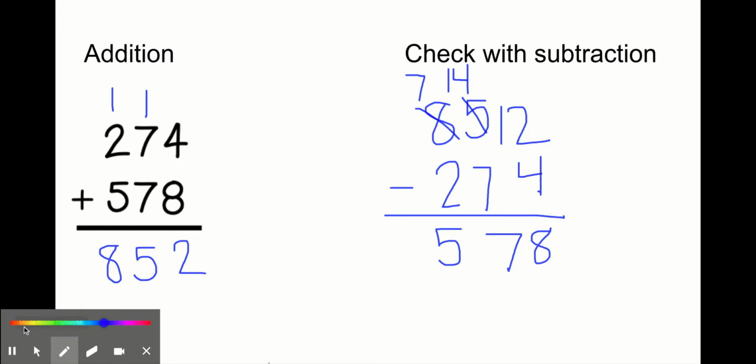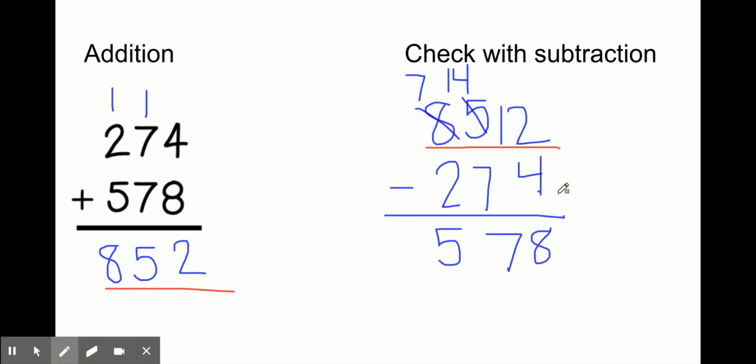Let's see. My whole, 852. One part, 274. And my second part, 578. I solved it. I checked my work. I got it correct.